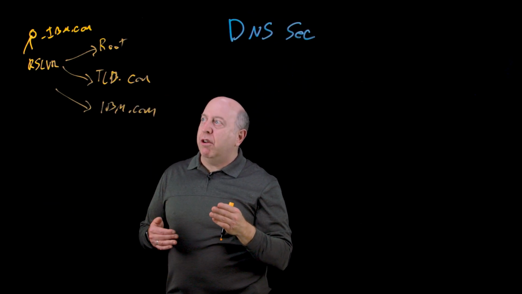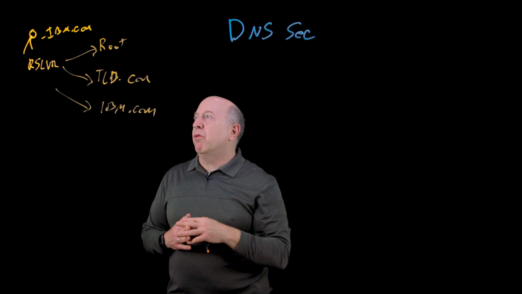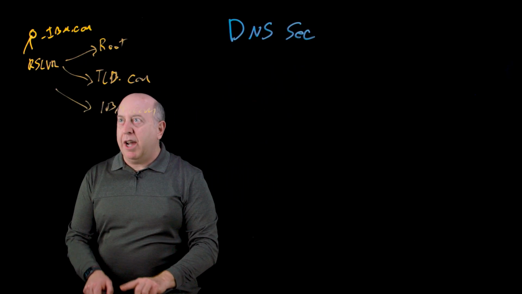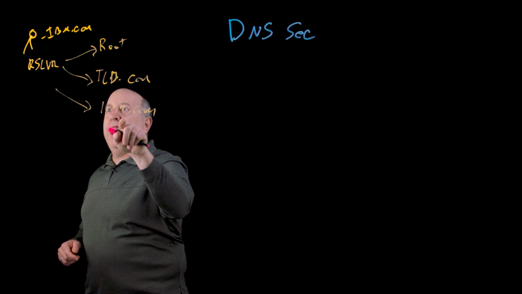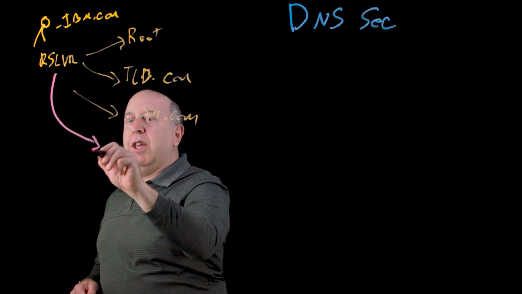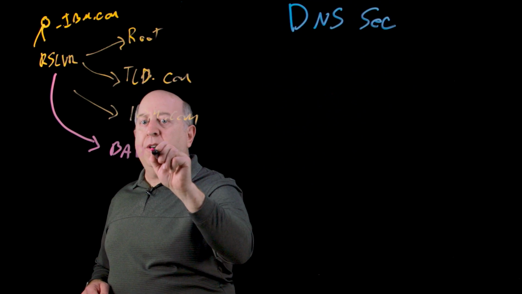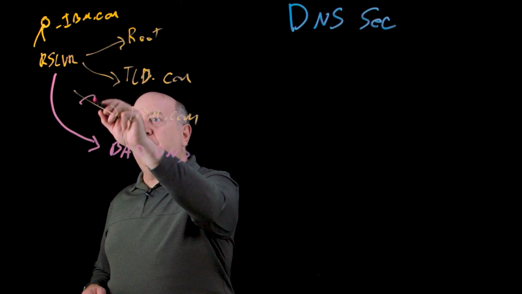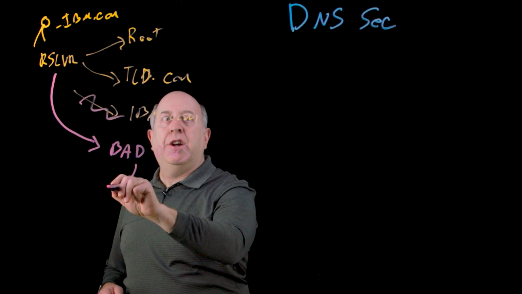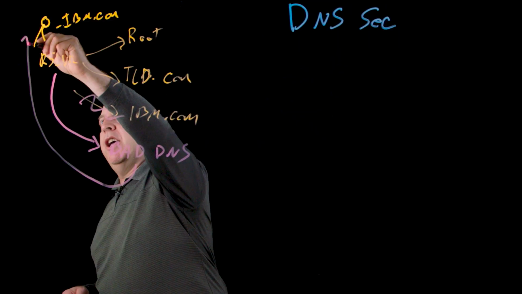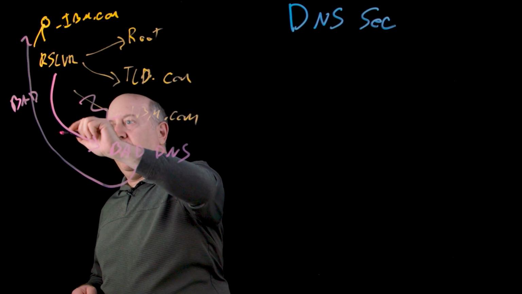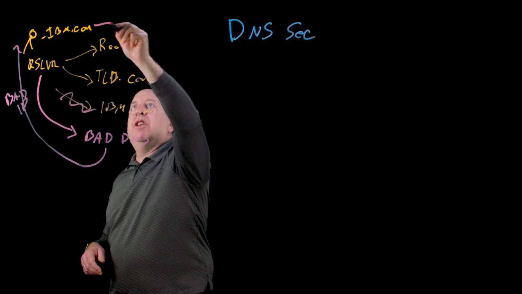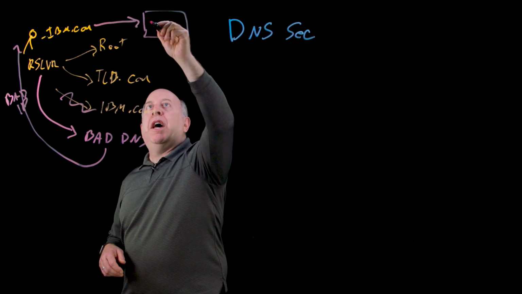But what an attacker can do is reroute traffic on the internet. It's not easy to do, but it has been done in the wild. And they can direct the resolver, instead of going to IBM.com, to go to the bad DNS server. The bad DNS server can then return a bad IP address back to your user, and then they're sent to the bad website.